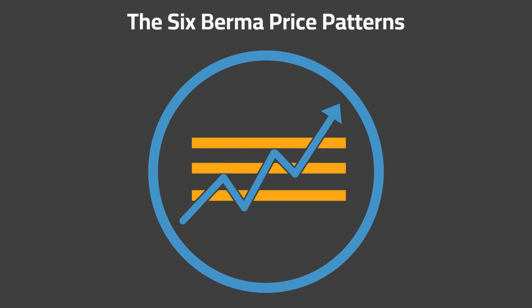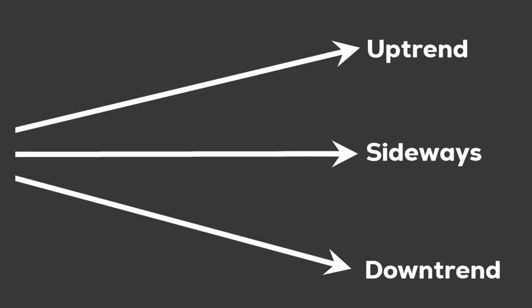The Six Berma Price Patterns. A chart is a two-dimensional graph. The vertical dimension is prices, and the horizontal dimension is time. Prices on this chart move from left to right in three directions: the first direction is the uptrend, the second direction is the sideways trend, the third direction is the downtrend.